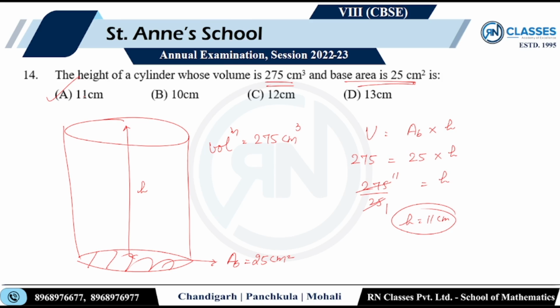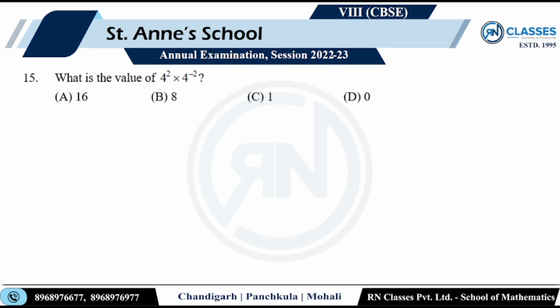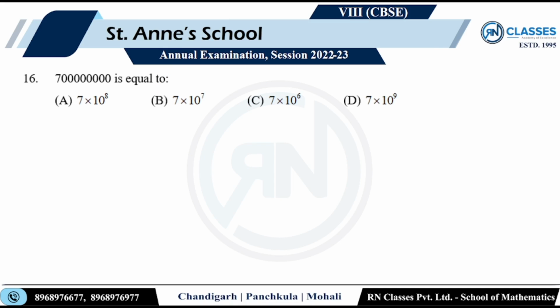Yes, that is the right option. Next, what is the value of 4 squared into 4 raised to the power minus 2? Bases are same, in between there is multiplication, so add the powers: 2 plus minus 2, so 2 minus 2, 4 raised to the power 0, which is 1. C part. It was that simple and straightforward, the answer could be written directly.